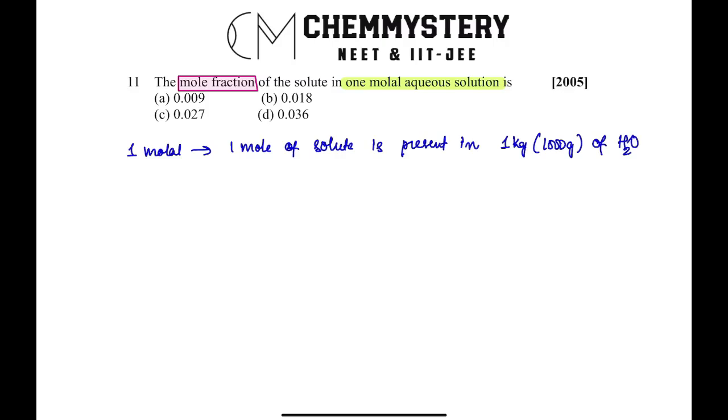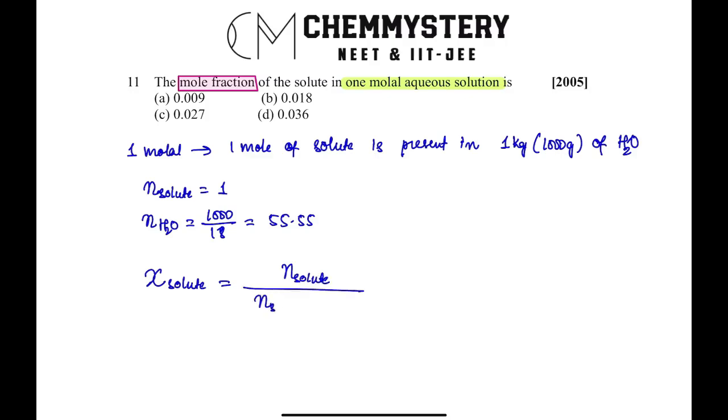Now from here, what do I get? Mole of the solute is 1 molar, so 1 mole. Mole of the solvent, solvent is water. Given mass is 1000. What is the molecular mass of water? 18. How much are we going to get? 55.55. Then we need to calculate the mole fraction of the solute. So the mole fraction of the solute is equal to mole of solute divided by mole of solute plus mole of water.